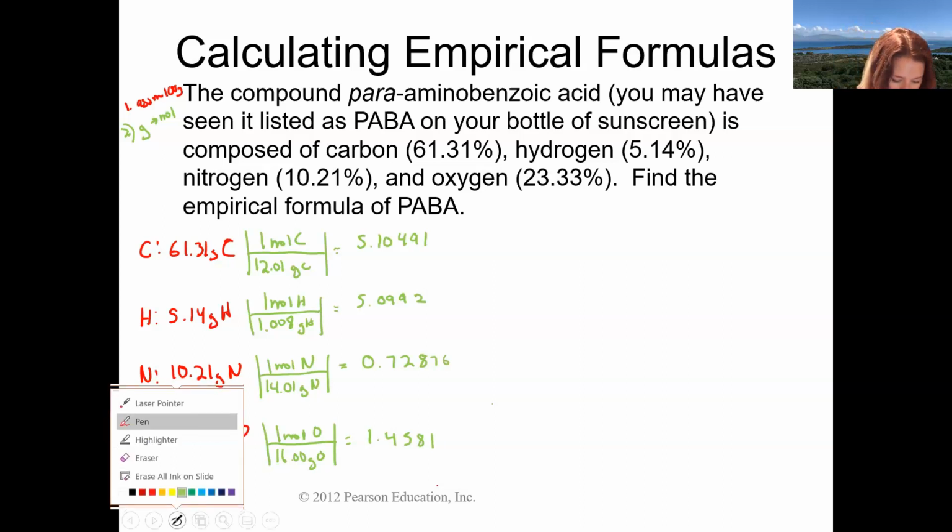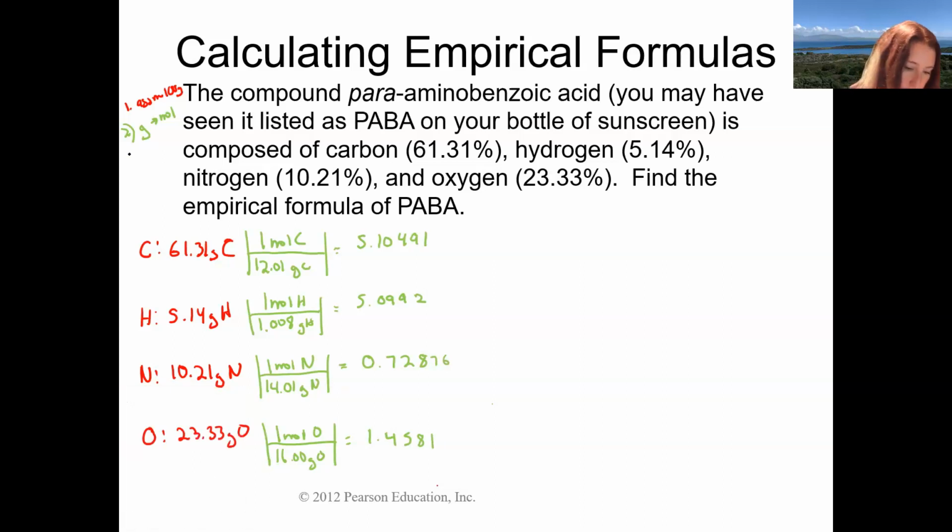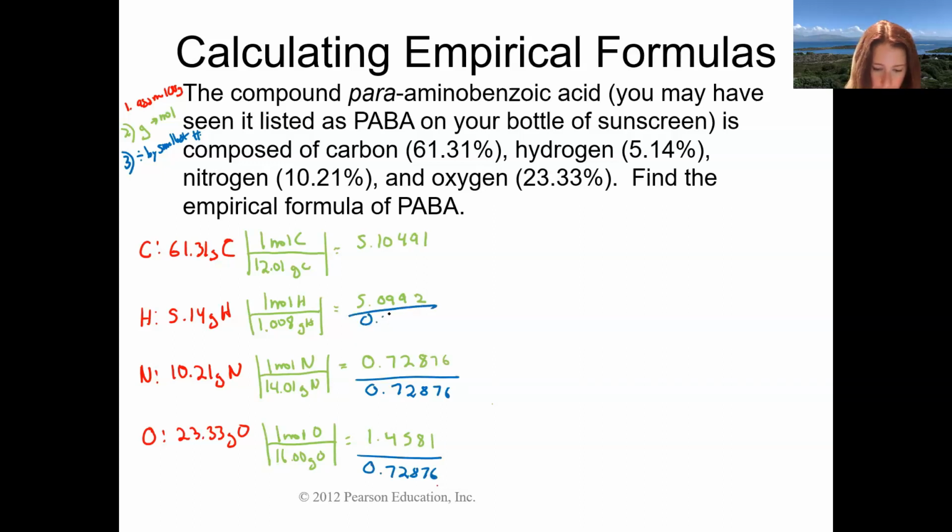Step 3. This is the one everyone forgets. Divide by smallest number. Don't forget this one. Divide by your smallest number. Our smallest number is right here. Whatever you do to one, you do to all of them. Okay, well, this one had better equal 1. Better equal 1, right? One of them better equal 1. And then we start dividing.